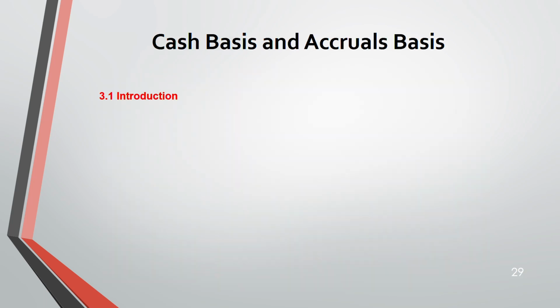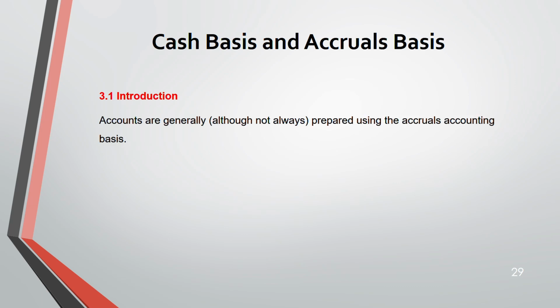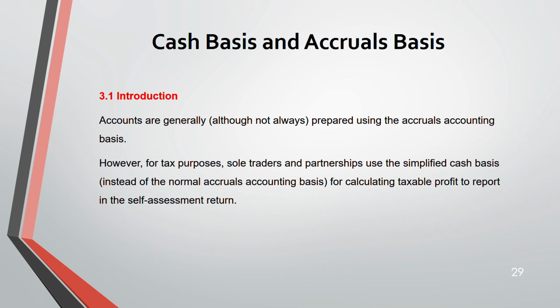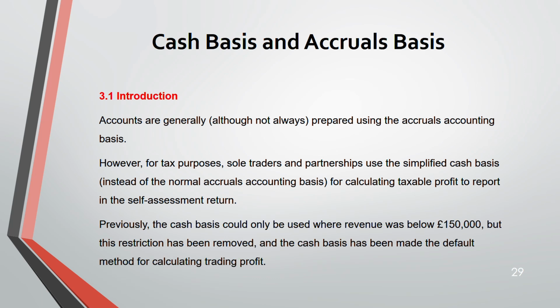Now the third section, cash basis versus accrual basis. Mostly accounts are prepared using accrual. But for tax purposes, sole traders and partnerships could use simplified cash basis to calculate their taxable profit. Previously, cash basis can only be used when the revenue was below 150,000. But now this restriction is not there. Now the cash basis is the default basis. So unless the question says it is accrual, always go by cash basis.